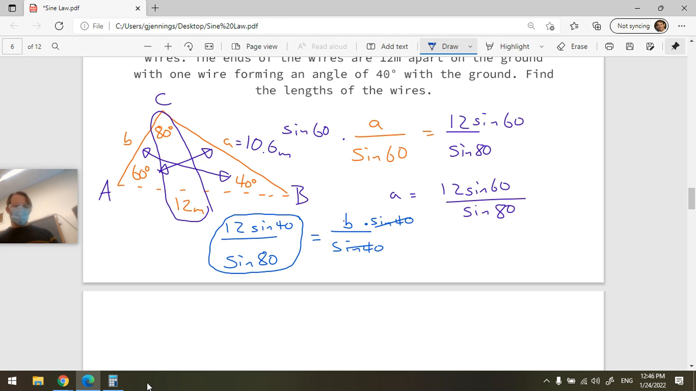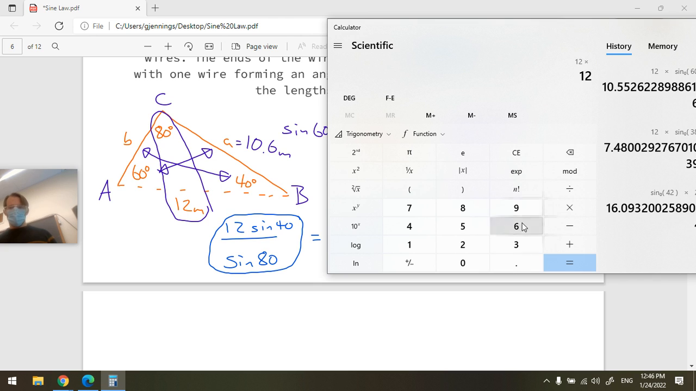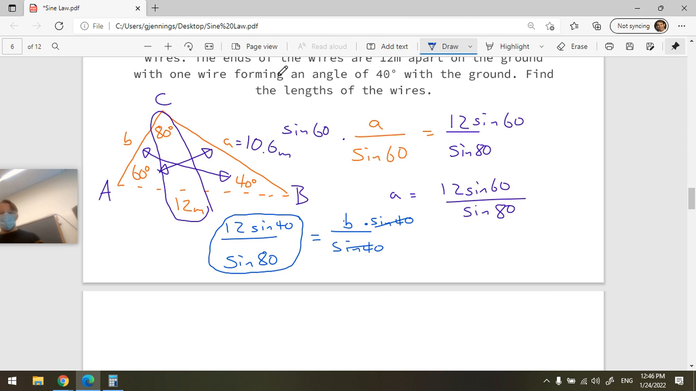So let's solve it. When you punch it on your calculator, it should look like this. 12 times, what do I have there? Yeah, sine 40. I don't know why I can't grab that. There it is. 12 times sine of 40. I don't happen to know sine 40 offhand. There it is. Divided by sine of 80, which we saw was very close to 1. So it doesn't change that number very much. Very close to 1. That is equal to 7.83. So we would say 8 or 7.8.